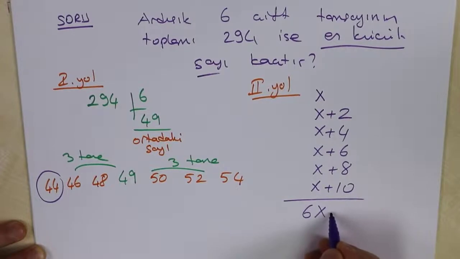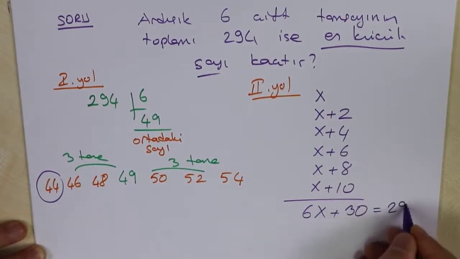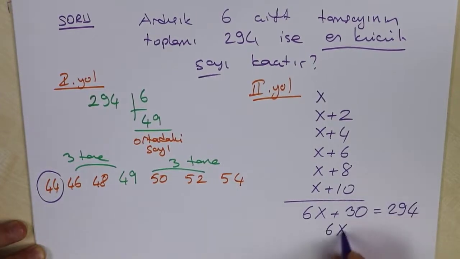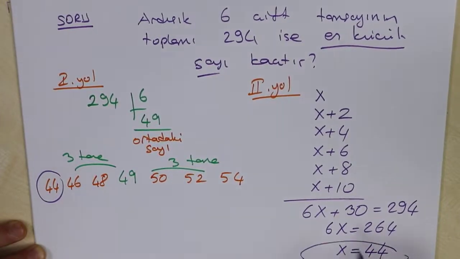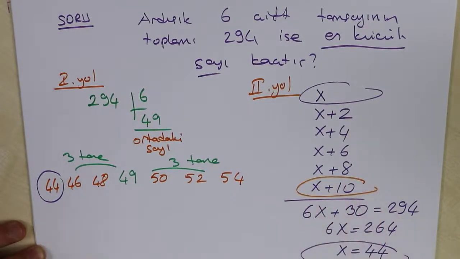So if we sum them up, we get 6x plus 30 equals to 294, and 6x will be equal to 264. That means x equals to 44, and that is the smallest. So here's the answer. This is the smallest. If we are asked for the biggest, we can add 10 to it, and it will be 54.